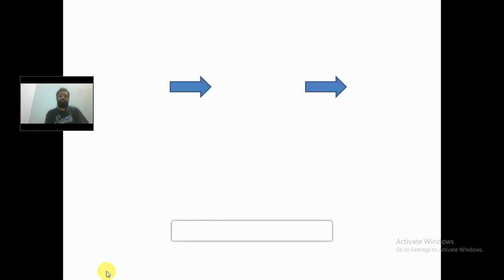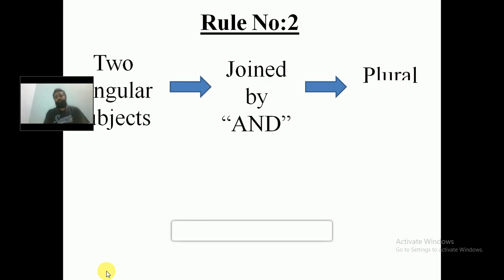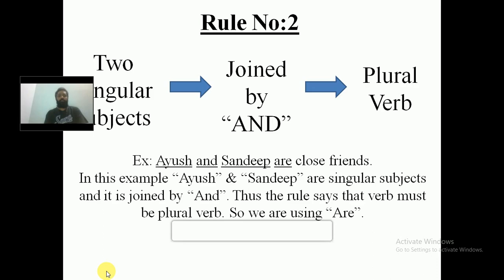Now let's move on to a second rule. When there are two singular subjects joined by and, it has to be a plural verb. Once again, let us go through the rule. When there are two singular subjects joined by and, it has to be a plural verb. I'll make it clear with an example here. "Ayush and Sandeep are close friends."